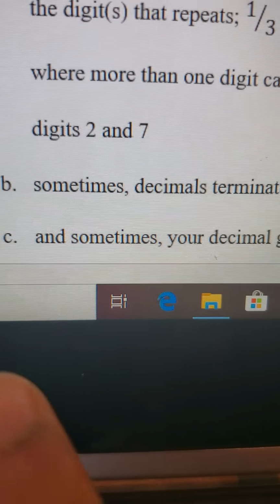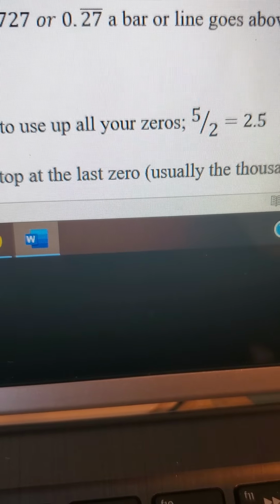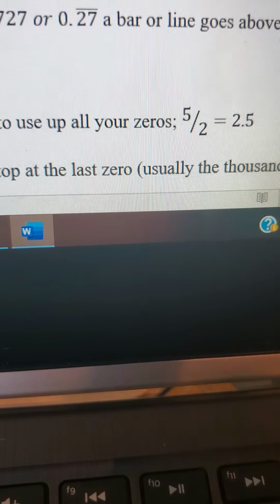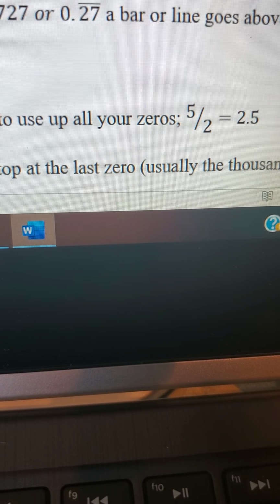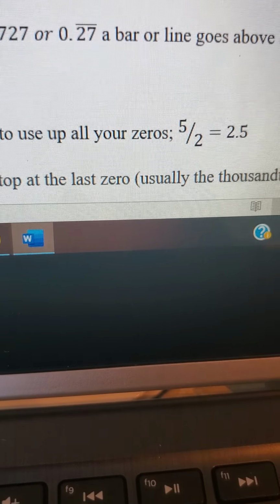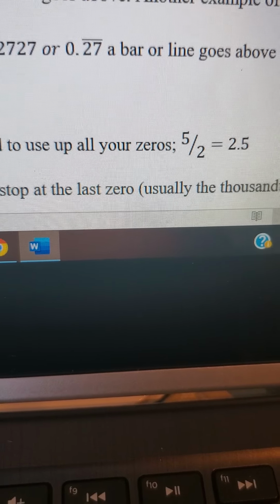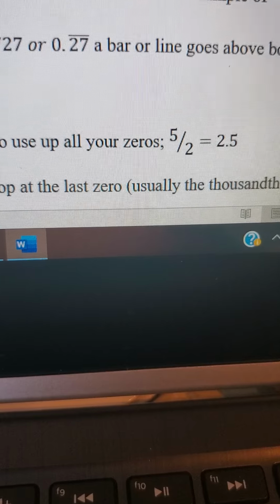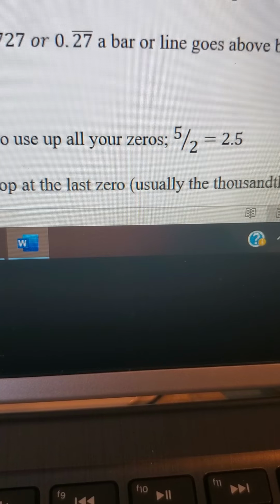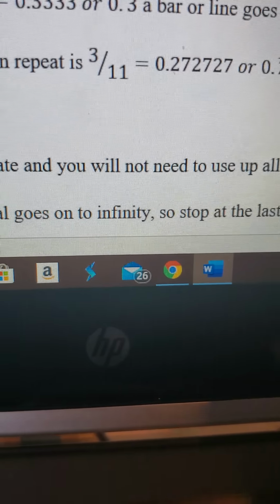Sometimes the decimal terminates, and you will not need to use those zeros that I mentioned. For example, this is an improper fraction, and an improper fraction will always give you a whole number and a decimal. Hint, hint: anytime you have an improper fraction, you're going to have a whole number and a decimal. Improper fractions can be converted into mixed numbers, and a mixed number is a combination of a whole number and a proper fraction. So in this case, 5/2 is really two and a half if we convert it into a mixed number, which is actually 2.5. So that terminates at 2.5.